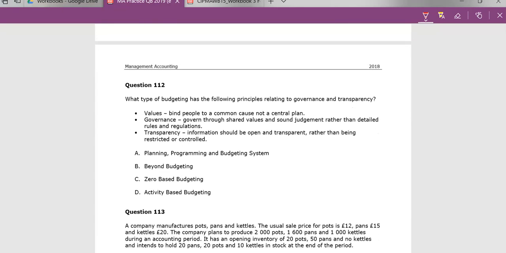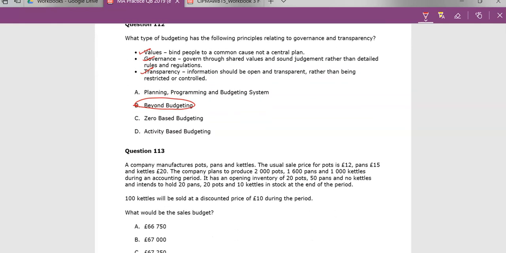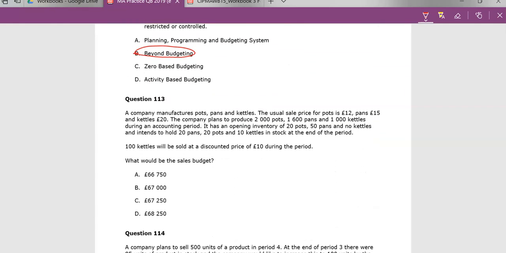So I've just mentioned these words right now, haven't I? Values, governance, transparency, and all of that I talked about in Beyond Budgeting. Right, so that's where we're going there. So this holistic big picture approach, if you like, to budgeting. It's an interesting one. It's just a busy question.